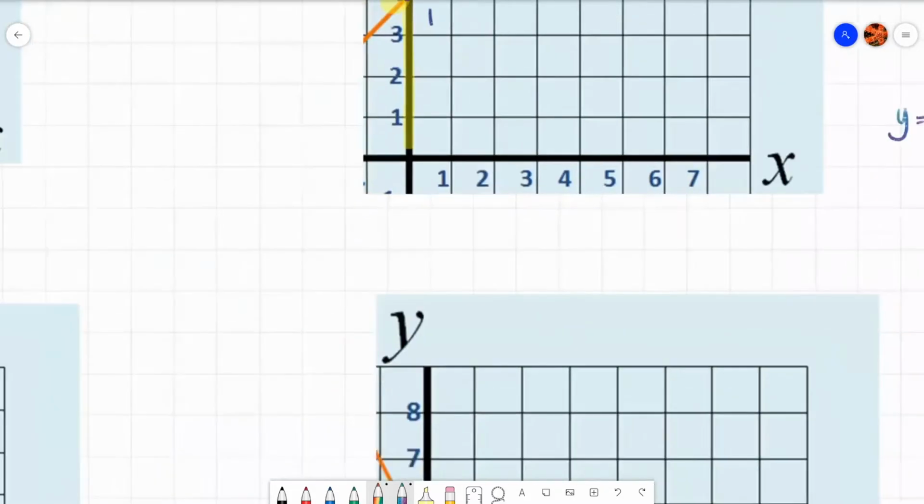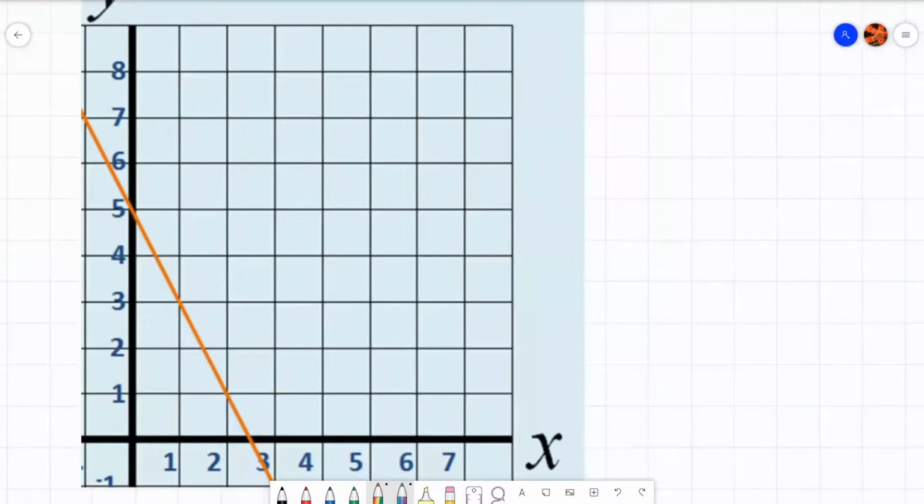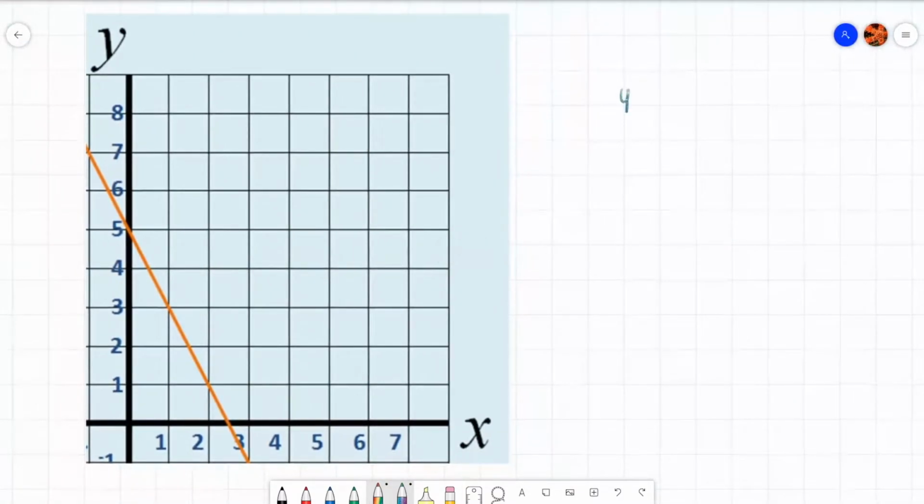Let's have a look at another example then. Let's have a look at this one. Let's run a negative example now with the negative gradient. So again, I'm going to write y equals mx plus c to start off with. I need to work out the gradient, which is change in y divided by change in x.